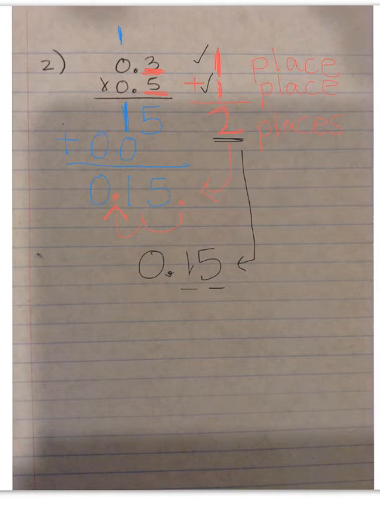Okay, and that's how you multiply decimals. That's all there is to it. Okay, so let's do another one. 3.2 times 2.1. So I'm going to write it vertically because it's just easier for me. 3.2 times 2.1. I'm going to multiply as if it didn't have any decimals in it.